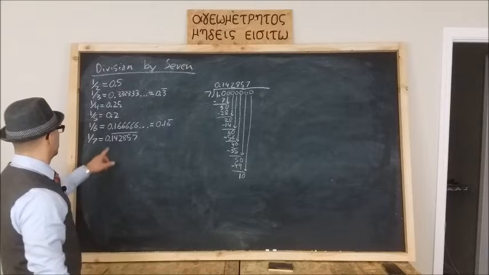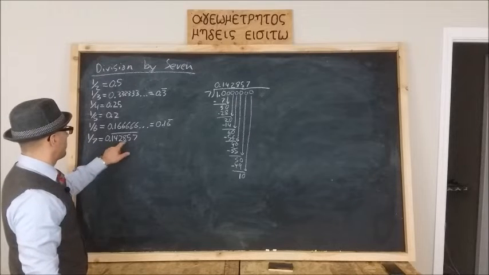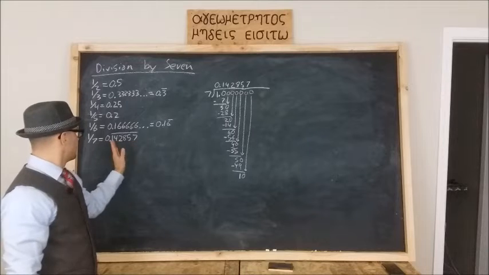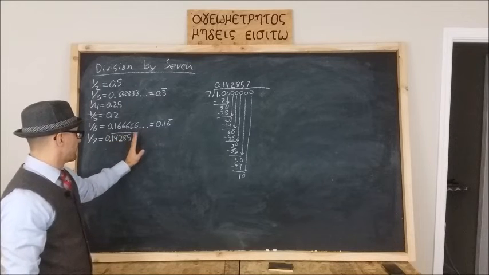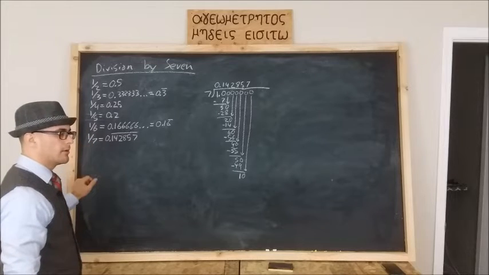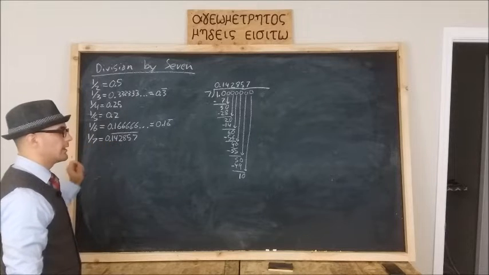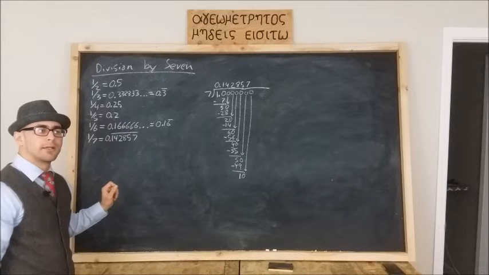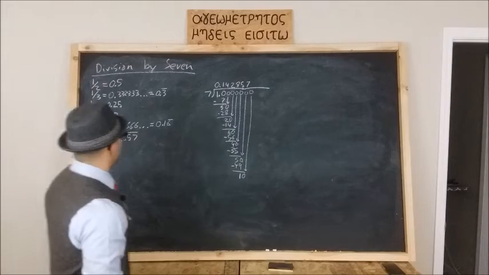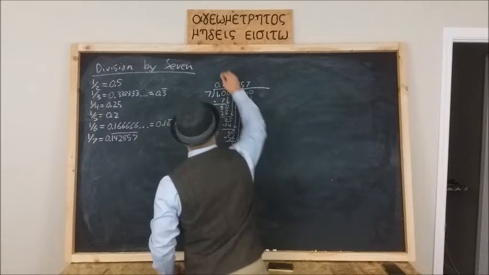Now notice 1, 2, 3, 4, 5, 6. We have 6 digits past the decimal. The fraction is 1 divided by 7. 6 is 1 less than 7. That could be important.